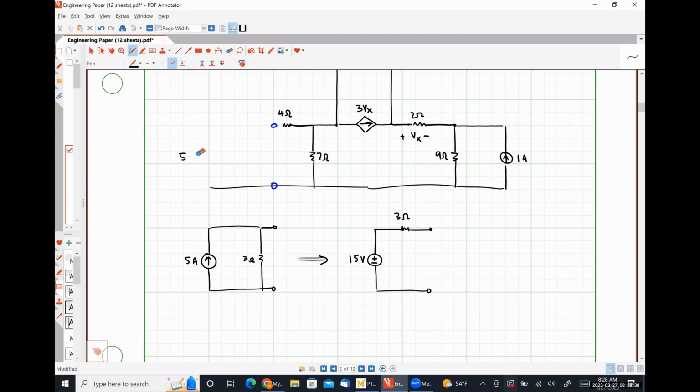So what I'm going to do now is I'm going to disconnect this practical current source by erasing it entirely and replace at the terminals with my electrically equivalent practical voltage source.